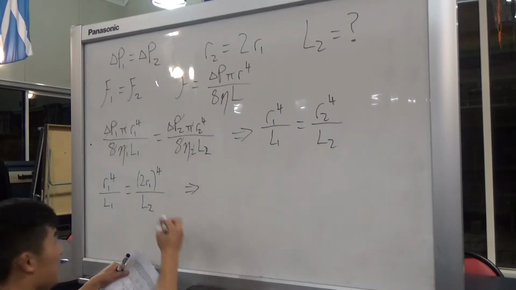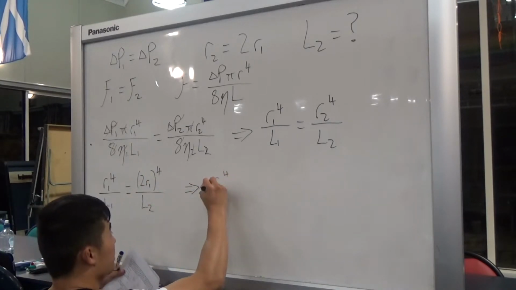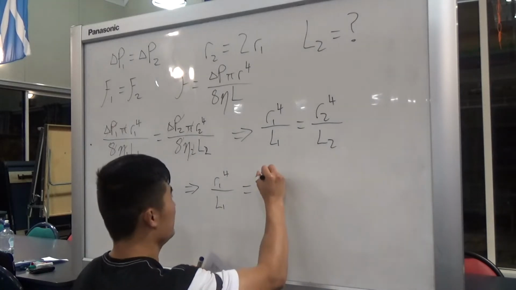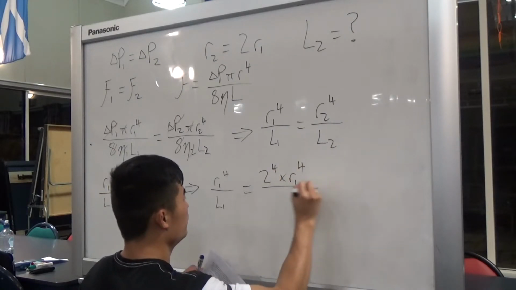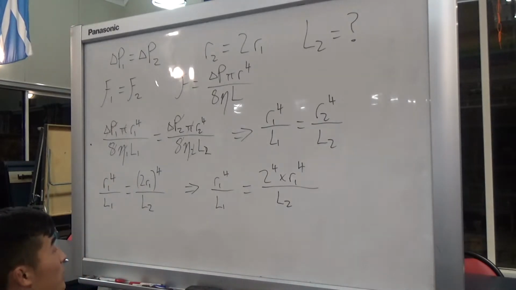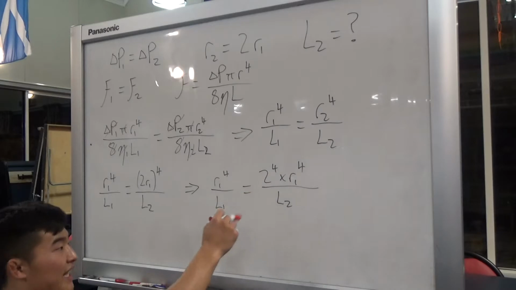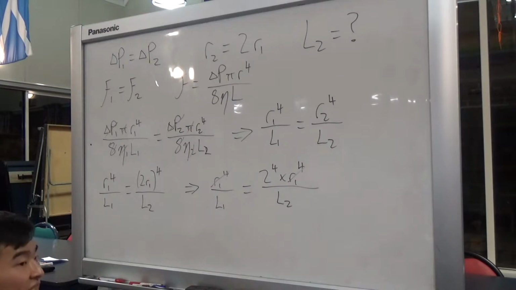Okay, so whenever you have an exponent outside brackets, the exponent is going to be applied to everything that's inside the brackets. So that's going to be 2 to the power 4 times R1 to the power 4 over L2, right? So now we have R1 to the power 4 on both sides, so those can cancel out. We're going to cancel out R1 to the power 4 because they have the same value.